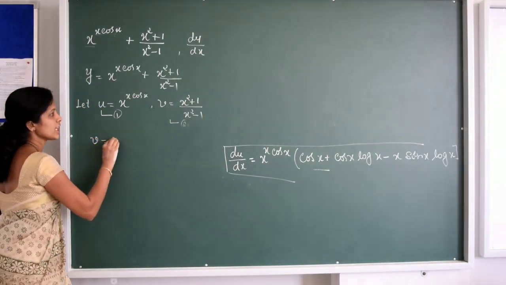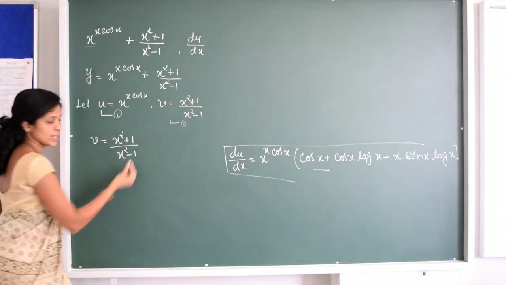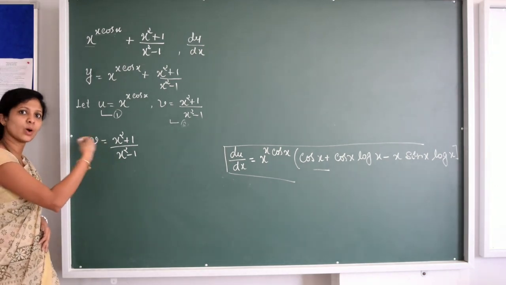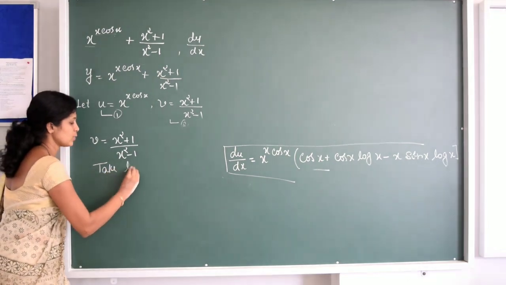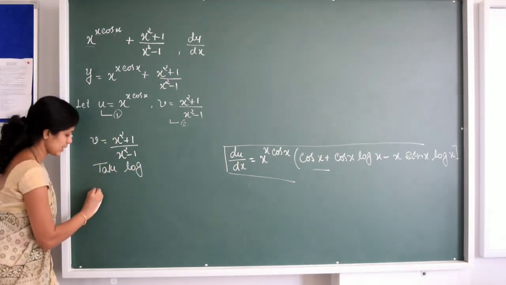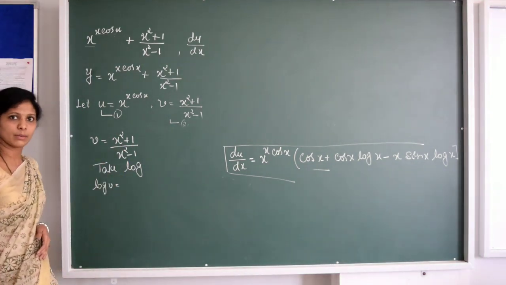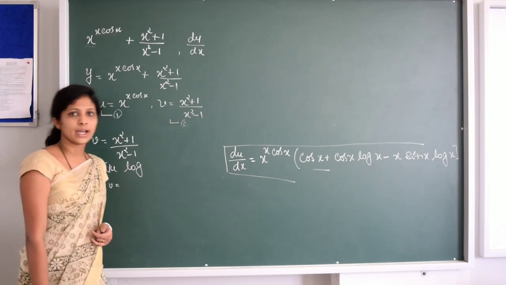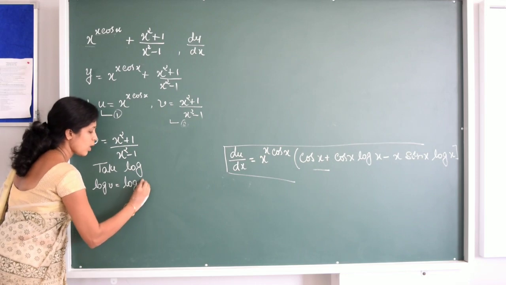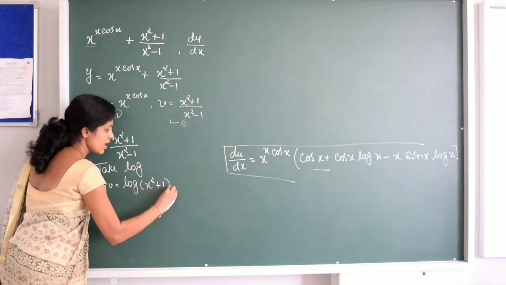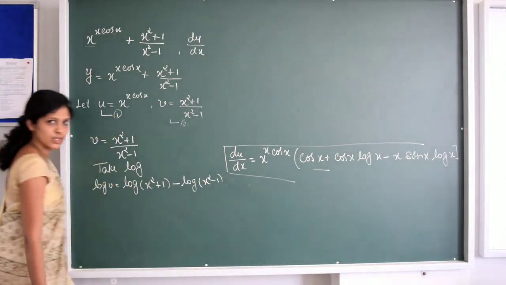So I will consider v is equal to x square plus 1 divided by x square minus 1. As I told you, either you can go with the quotient rule or you can take logarithm on both sides. I will go with the log method. So take log on both sides. Okay, if you consider log, this will be now log v is equal to, it's of the form log m by n. Log m by n will be equal to log m minus log n. In the place of m, you have x square plus 1. So this will be now log of x square plus 1 minus log of x square minus 1. I hope you understood this one.